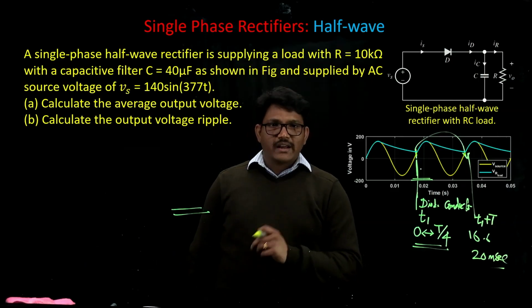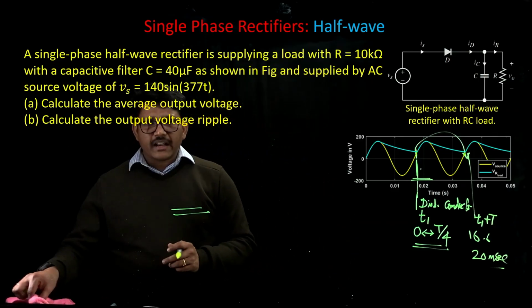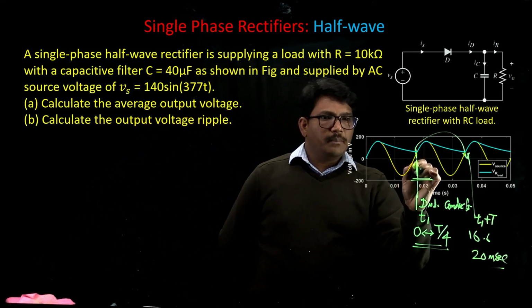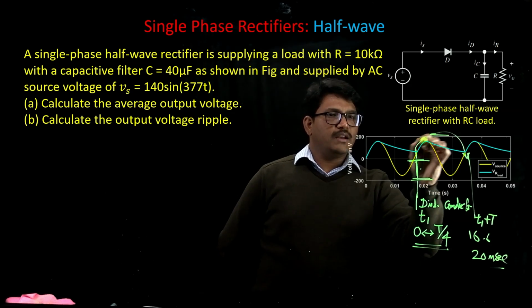And now, if you want to get the ripple in the voltage, then the ripple in the voltage is talking about the minimum value to the maximum value difference.